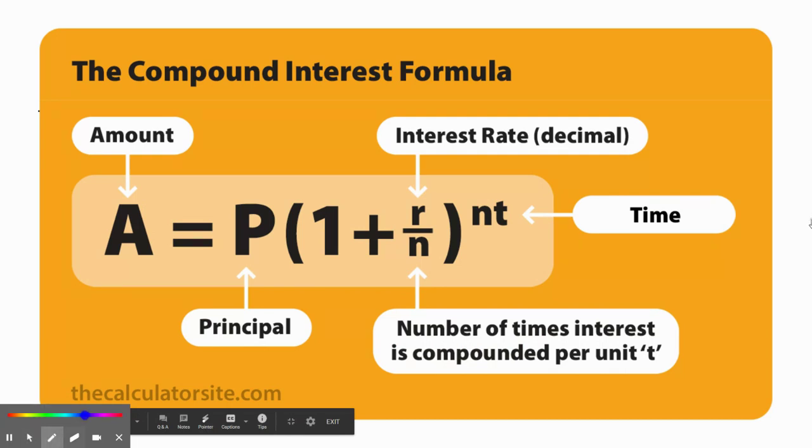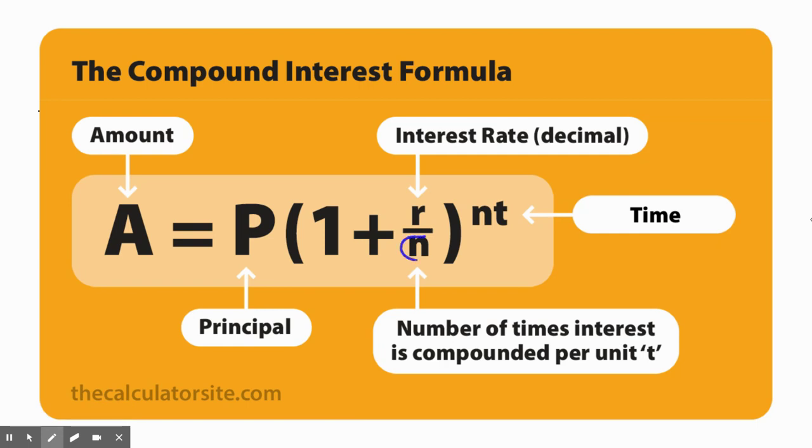Sometimes, not today, maybe tomorrow we'll get to it, the only difference here is this N, a new vocab word or a new concept. This is the number of times interest is compounded per year. So when I say per unit, let's just think about it as per year. If it's annually, that means this is a 1, and that's what we're going to be doing today. If it's annually, you don't have to worry about that because there's no point in dividing something by 1 or multiplying something by 1.